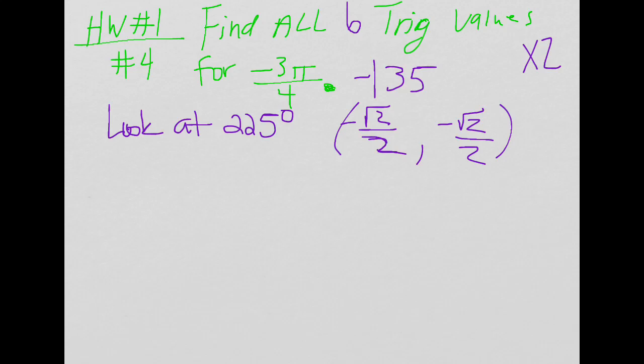So our next thing to do is write the cosine of theta down. All you've got to do for the cosine is look at the x value. This is the x value. Cosine is the x value. So all I have to do is write down negative root 2 over 2.